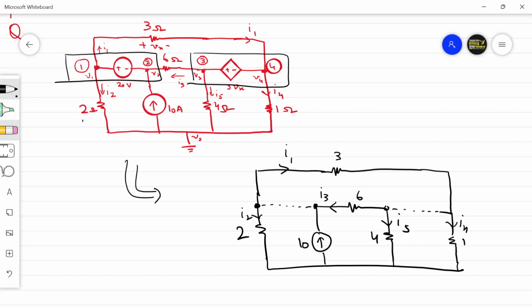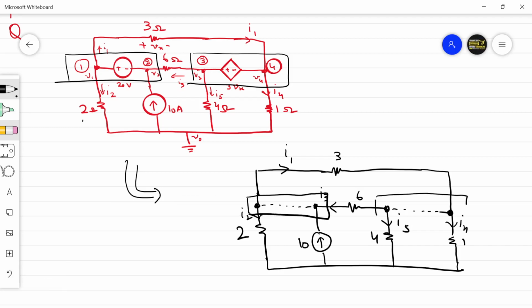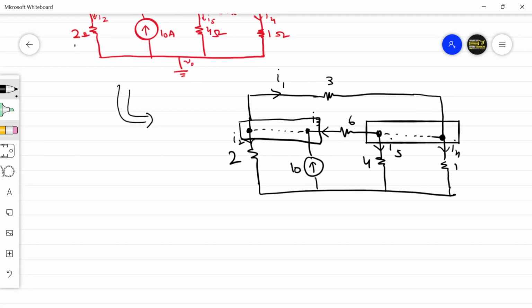So you can see in this case, you have one super node and you have another super node. So at both these two nodes, whatever amount of current is flowing in, that will be equal to whatever amount of current is flowing out of this node. So let this be super node 1. This is super node 2.